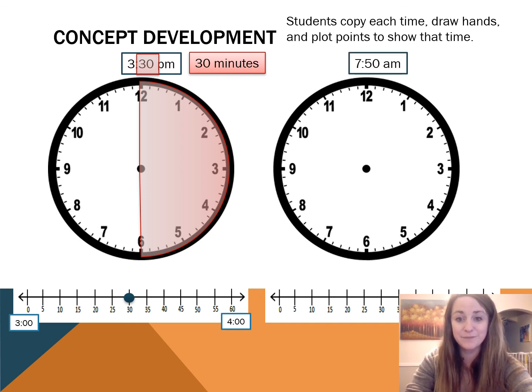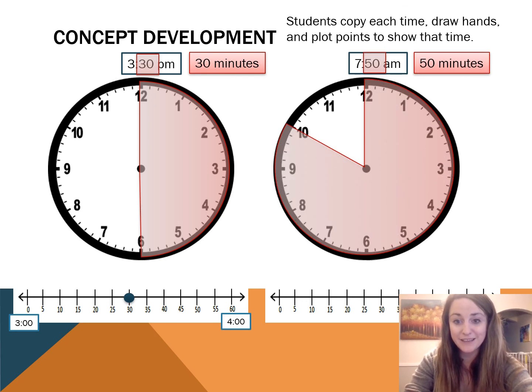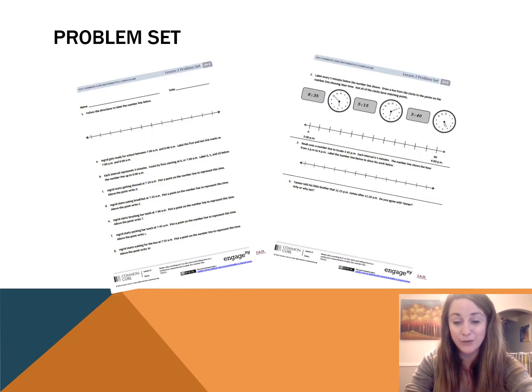One last time, 7:50. 7:50 is 50 minutes, and that's most of my clock. It stops at the 10. 5 times 10 equals 50. I can label this between 7 and 8 o'clock because 7:50 is between 7 o'clock and 8 o'clock. Then I'll plot my point.